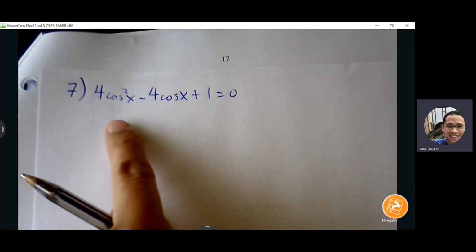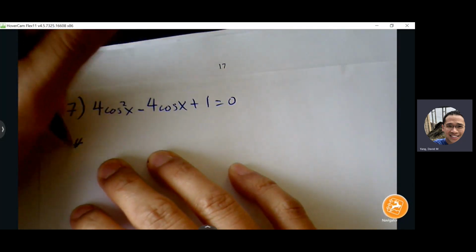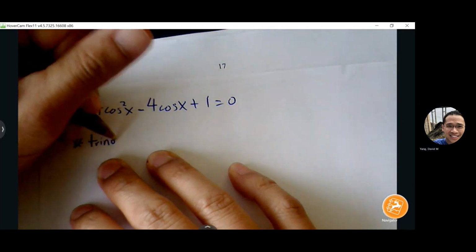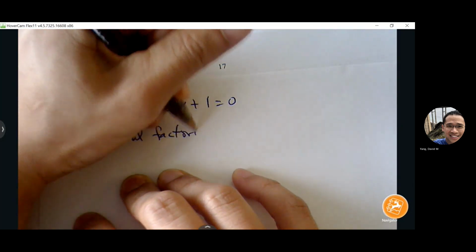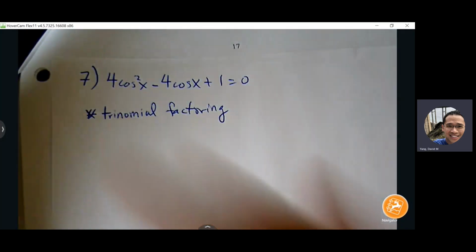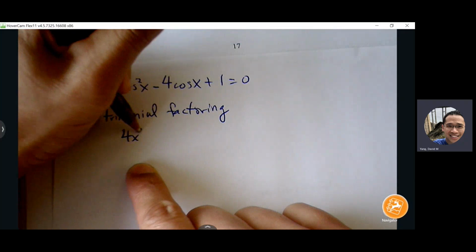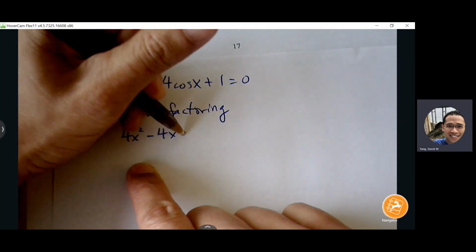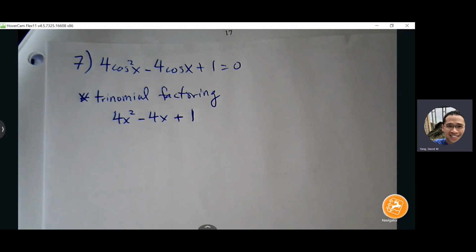Okay, so you see the cosine squared, you get cosine to the first power, you got that constant. We got to go through trinomial factoring. Maybe we can solve an easier problem or factor an easier expression first, if this works for you. Okay, we'll do an easier problem.